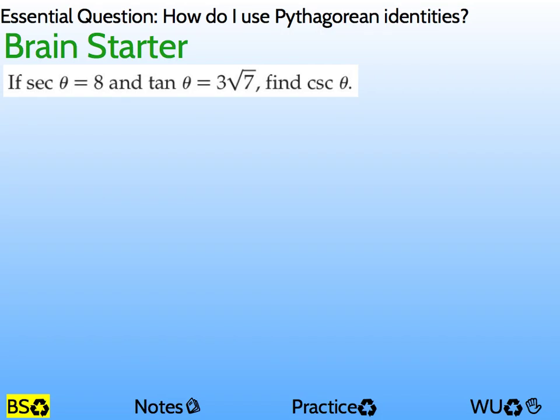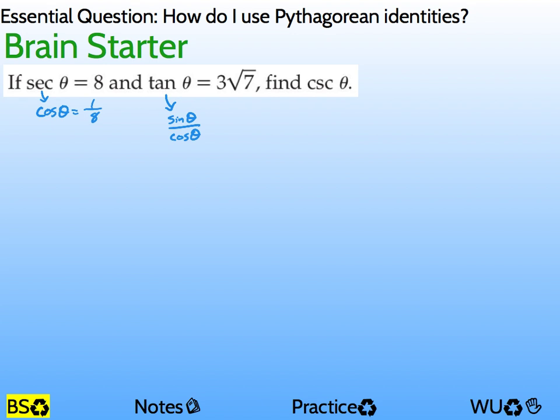For this one, you know that secant is 8 and tangent is 3 radical 7. And we have to find cosecant. One thing to remember is that tangent is equal to sine of theta over cosine of theta. So, this would be helpful here. Knowing that secant is a reciprocal of cosine, we know that cosine of theta is 1 over 8.